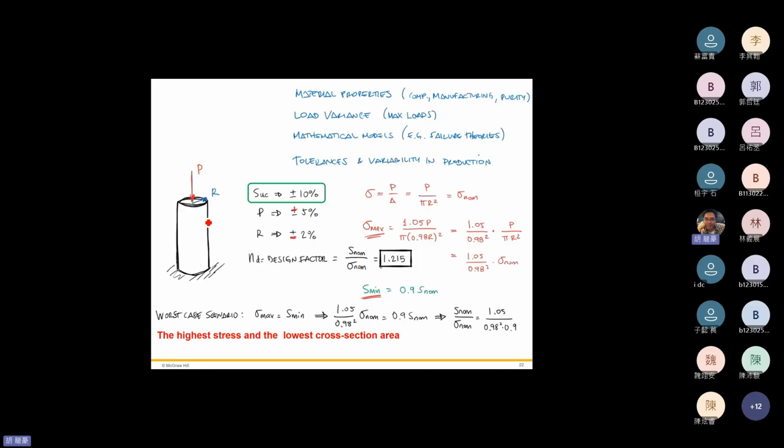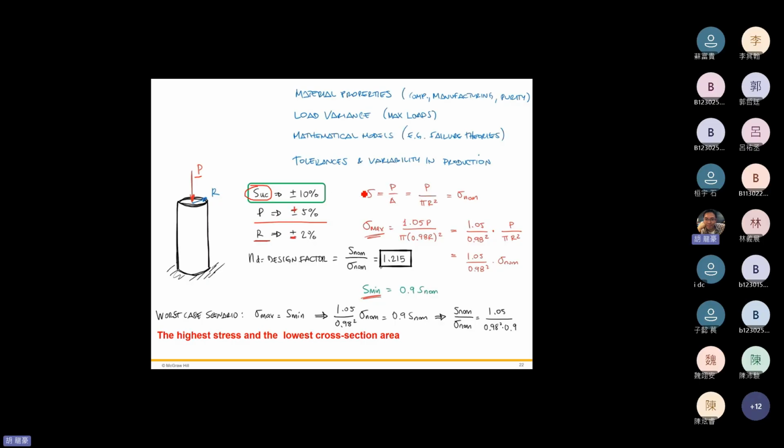Okay, there's one example here. Suppose we have a column with a radius of r and the force P applied. We have no idea what the real value of P or r is. But we know the ultimate compressive stress varies plus or minus 10%, the force P applied varies plus or minus 5%, and the radius of this component is plus or minus 2%. This tolerance comes from the manufacturer. There must be some tolerances during manufacturing.